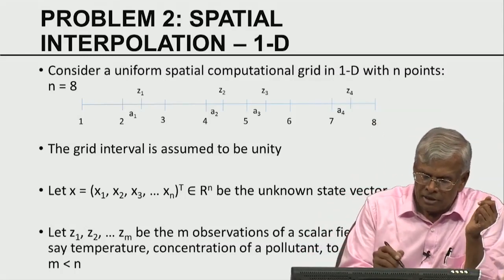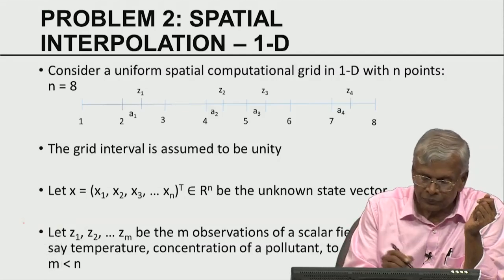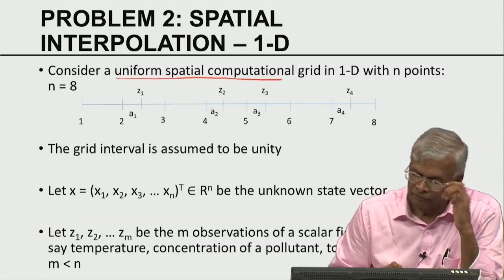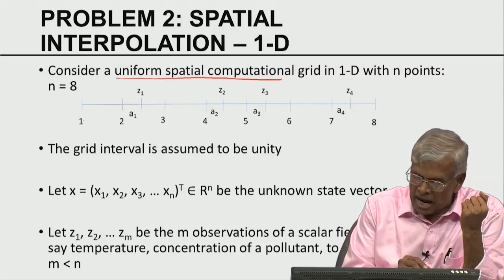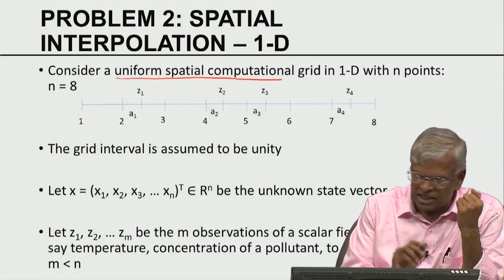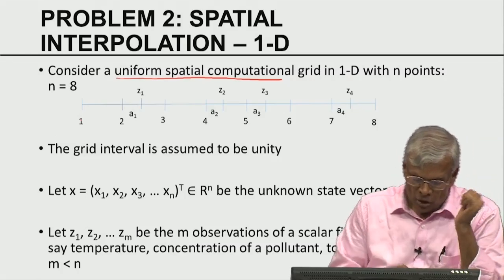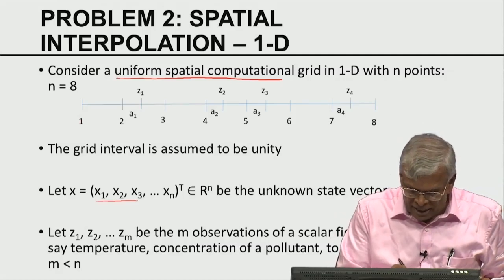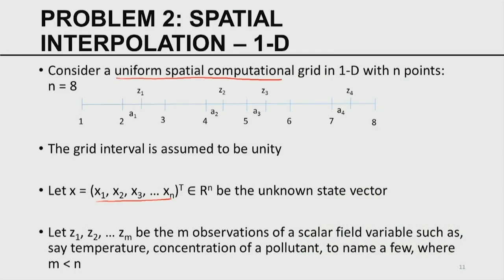So consider a uniform spatial grid, a uniform spatial grid in one dimension. I have 8 grid points, I have 7 grid intervals. So I have 8 unknowns at each of the grid points x1 to xn, n in this particular example is 8. All the grid intervals are assumed to be uniform and equal to unity.